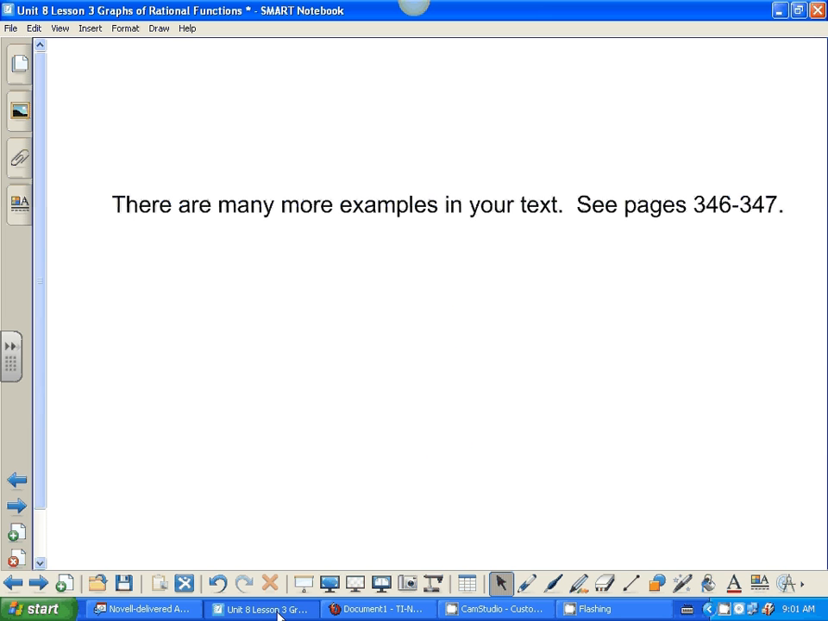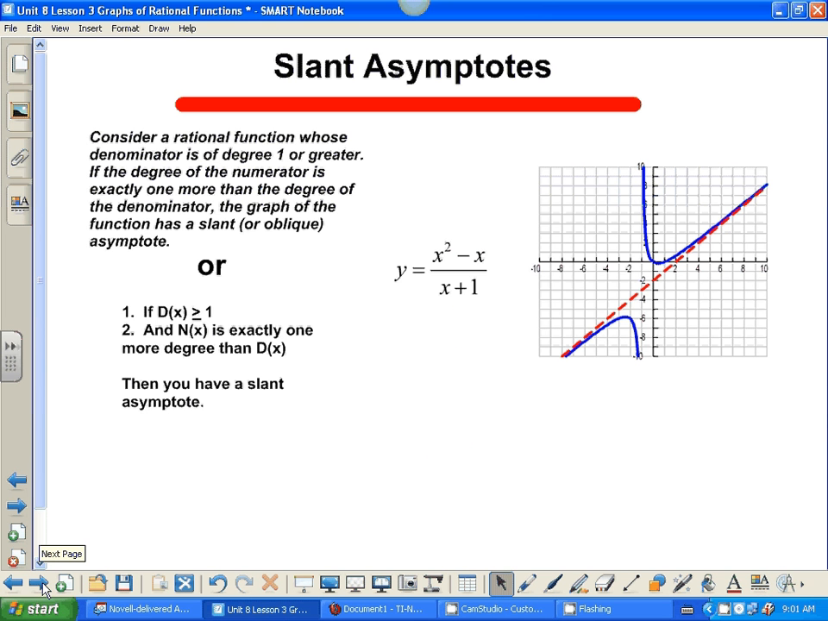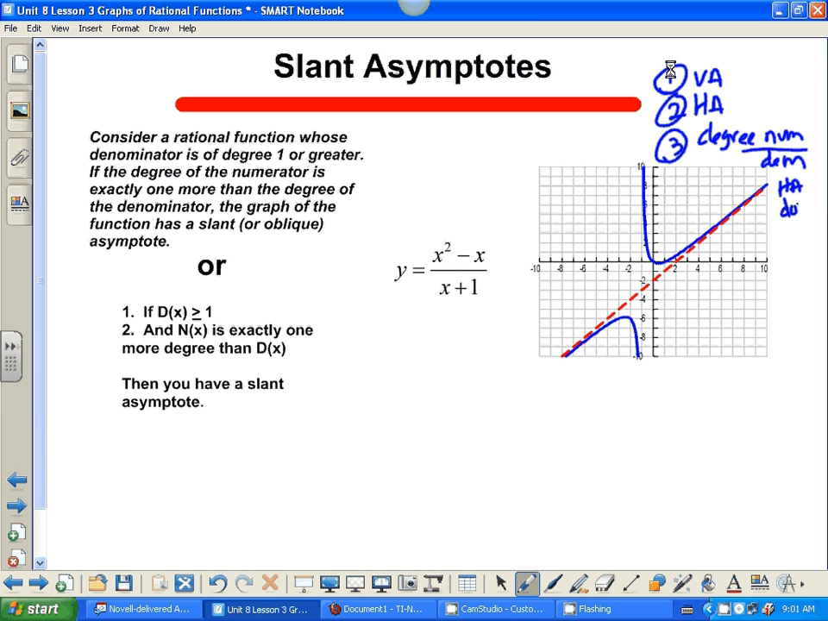All right, let's move on. We have one more example, and this one has a slant asymptote. Earlier in the first lesson, I told you that we have vertical asymptotes, we have horizontal asymptotes, and then we have cases when the degree of the numerator is bigger than the degree of the denominator, where we do not have a horizontal asymptote.